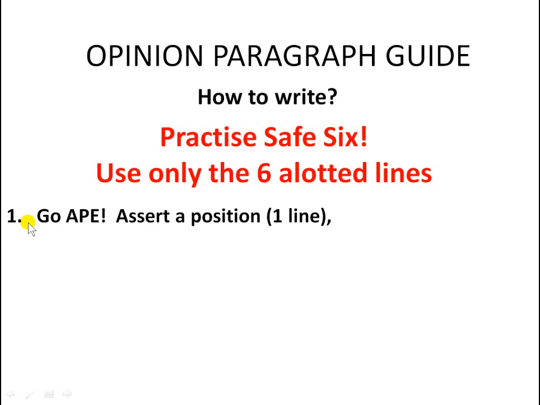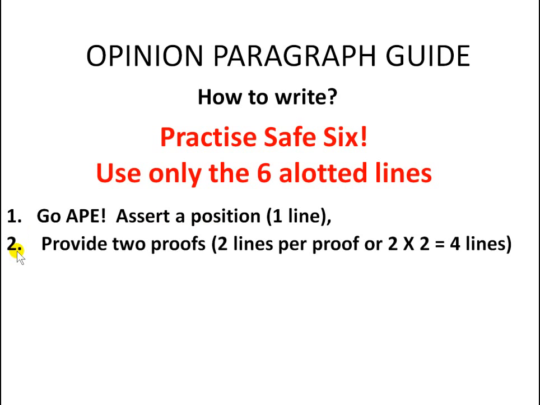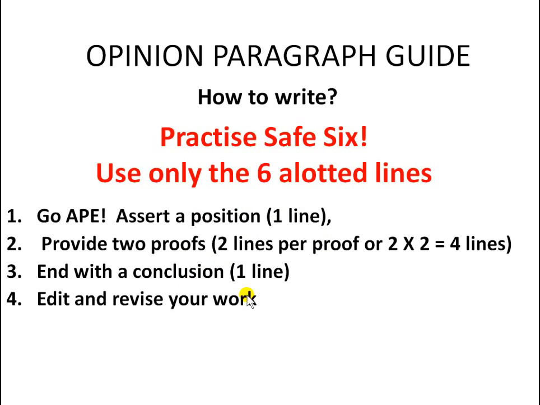The first thing you'll do is go APE. That means assert your yes or no position in the first line of your paragraph. Second, provide two proofs. That means 2 lines per proof, or 2 times 2, which is 4 lines of proving material. Then you will end with a conclusion, taking 1 line. So altogether you're using 6 lines and no more. Lastly, you should edit and revise your work.